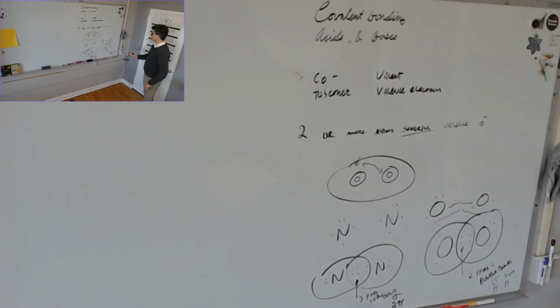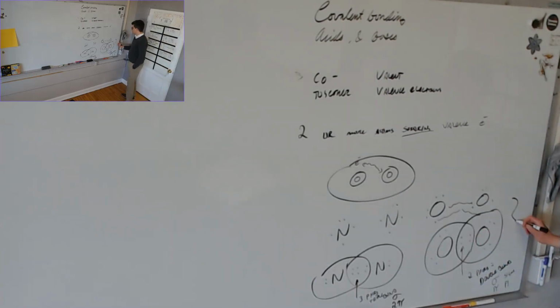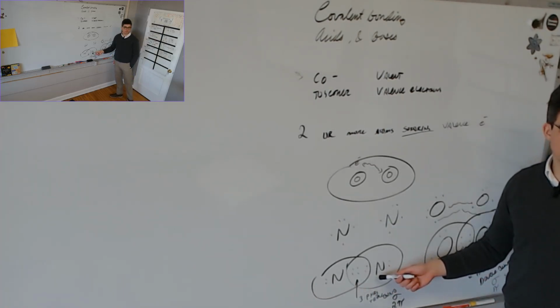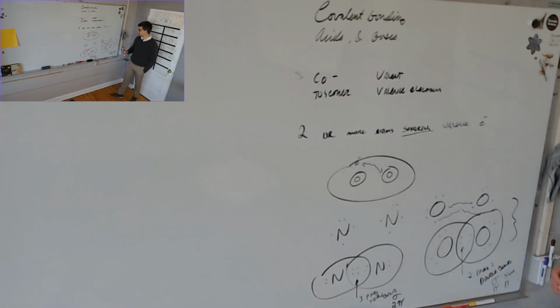What do we call this now combined? Oh, and by the way, what force is this that I've drawn here that's holding them? It's still the electromagnetic force. It's not between a cation and an anion. It's between the electrons and the nuclei. So it's still the electromagnetic force.